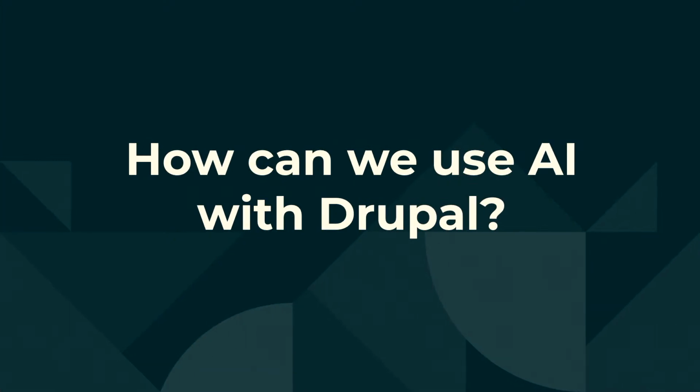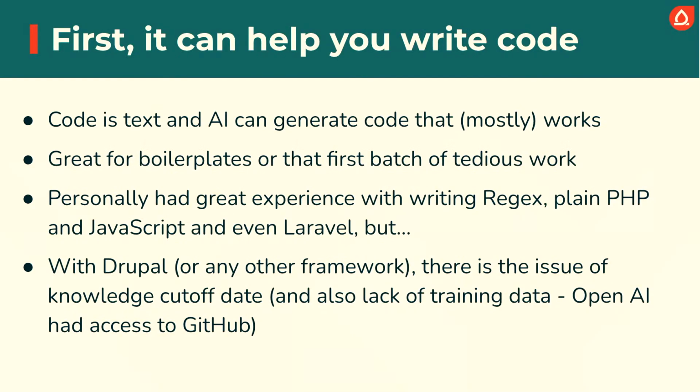So how can we actually use AI with Drupal? First, it can help you write code. For those who are using ChatGPT, you know that you can ask it to write a function or do some kind of troubleshooting. Maybe you can put in an error and it can give you a possible solution. Because code is basically text, it can generate code, it can complete the code, it can do all of those things.